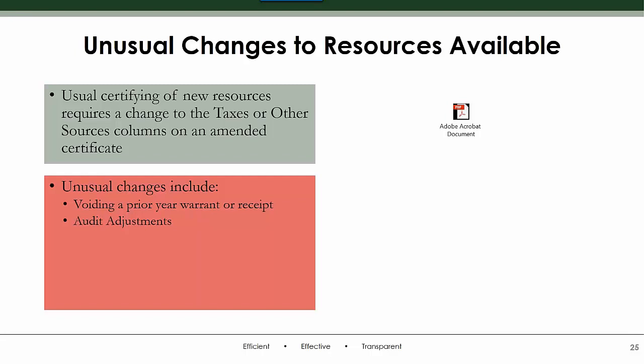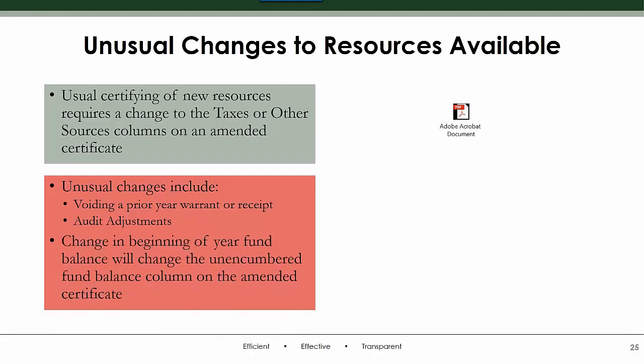These two things, voiding a prior year item, whether it's a warrant or, very rarely, people void a prior year receipt, or audit adjustments, it's going to change your beginning of year fund balance. It affects the current year's resources available because that's what it does.